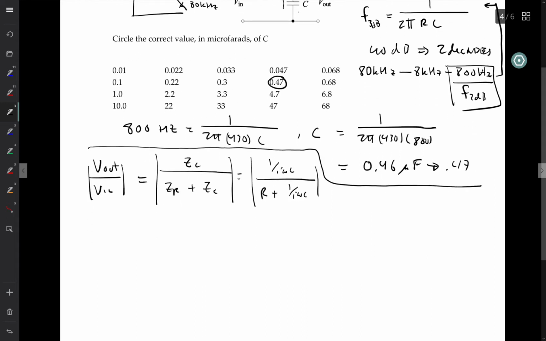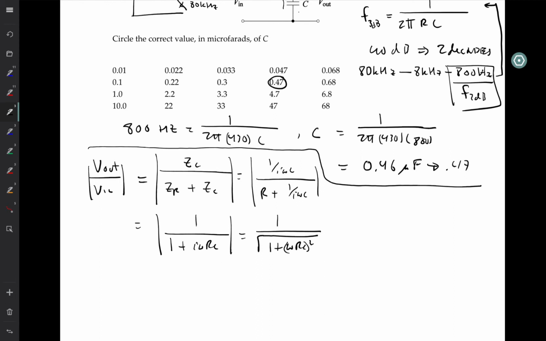Simplifying this a little bit, I get that this is equal to the magnitude of 1 over 1 plus I omega RC. And this is simply equal to 1 over the square root of 1 plus omega RC quantity squared. Multiply by the complex conjugate and take the square root is how you find the magnitude. So I can start with this, where this is now my omega that's associated with my 80 kilohertz, and this would be my R and C that are associated with the problem.